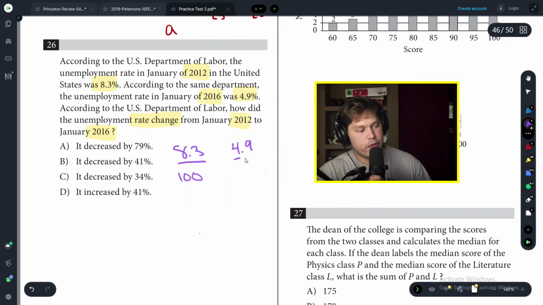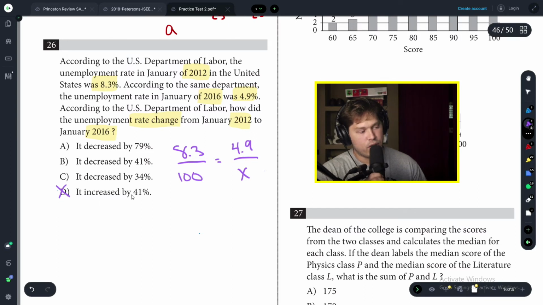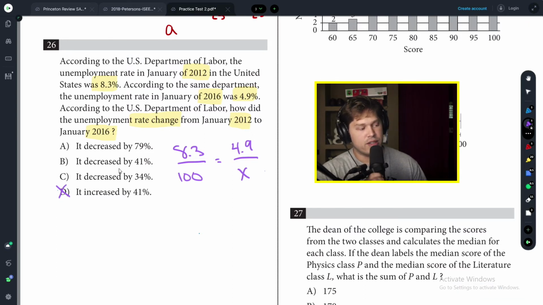Okay, so this will be 4.9% over x. And we want to solve for x. So what's happening here? Well, we can clearly see that from 2012 to 2016, we're decreasing by some amount. So our answer is not going to be D. It didn't increase, it decreased. So we can already eliminate option D.